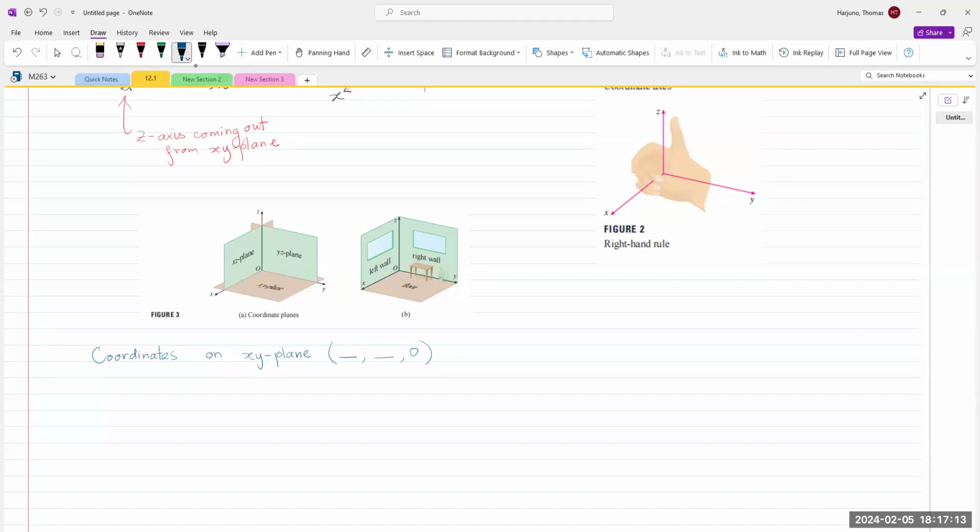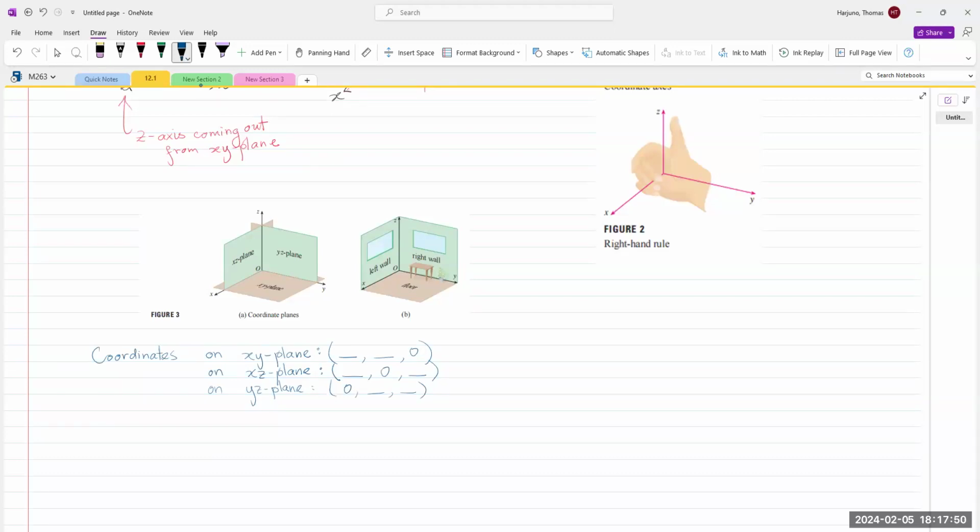If you have coordinates on the XZ plane, then what is 0? A coordinate on the XZ plane must have Y equal to 0. Coordinates on the YZ plane must have the X component equal to 0. I wonder if you realize this.